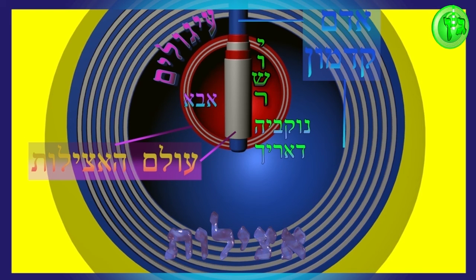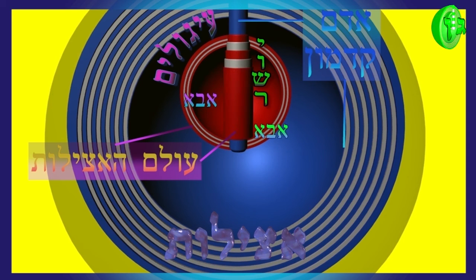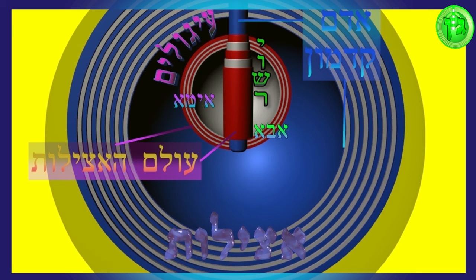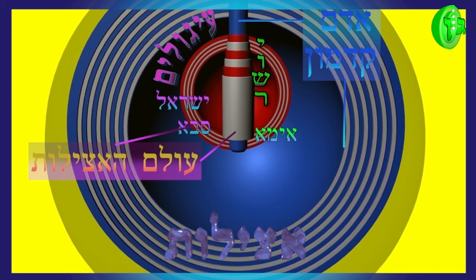Next in turn came the Partzuf known as Abba, seen here in the color red. First its circular Igul aspect, and then its linear Yosher aspect as well. The next Partzuf to come along is the circular Igul aspect of Ima, in the color white, followed by its linear Yosher aspect as well. Then came the circular Igul aspect of Yisrael Sabah, seen here in the color red, immediately followed by its linear Yosher counterpart.